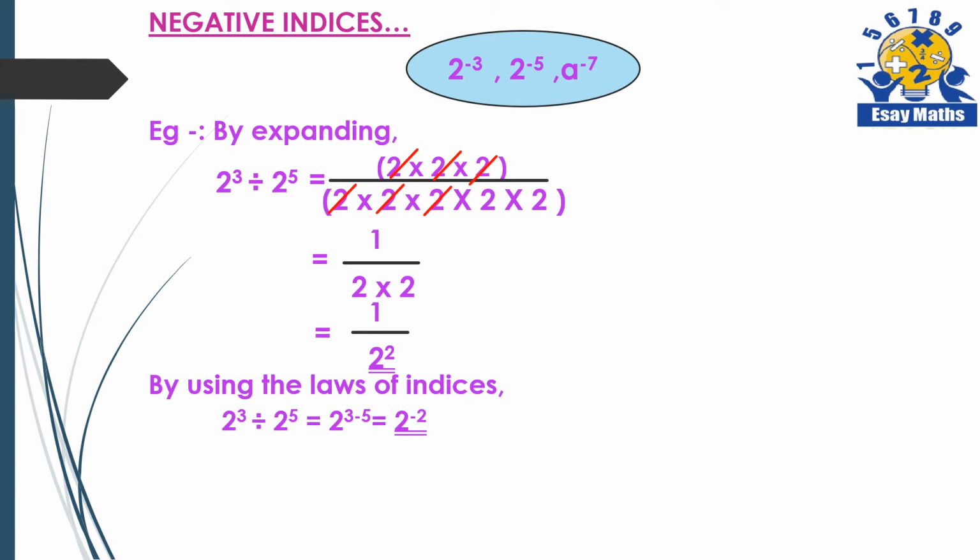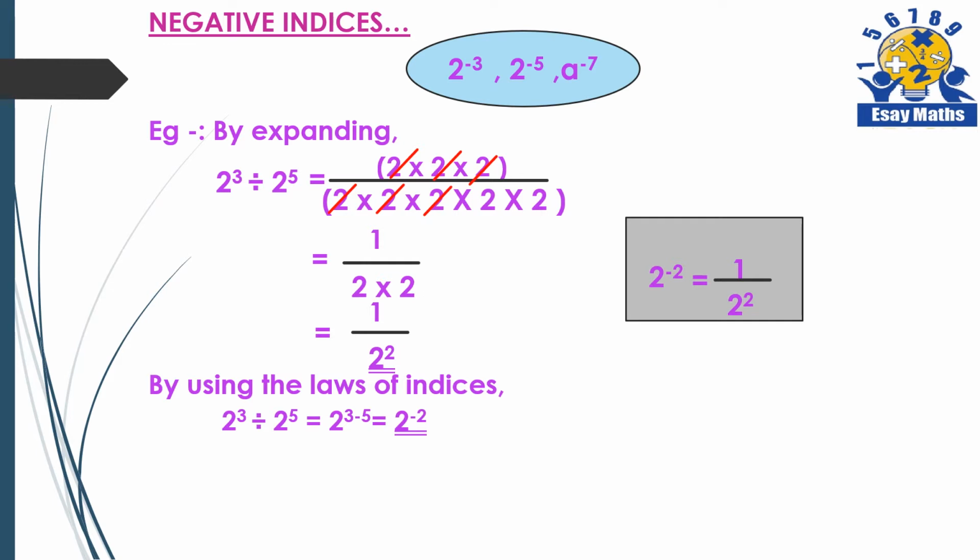Now we are going to solve the above question using the second method, by using the laws of indices. Here we have to divide the powers with the same base. If there are powers with the same base, we can get the answer by using the laws of indices. Then 2 to the power 3 minus 5. Here the greatest value is 5. 5 minus 3 is 2. And the sign of the greatest value is minus. Therefore the answer is 2 to the power minus 2.